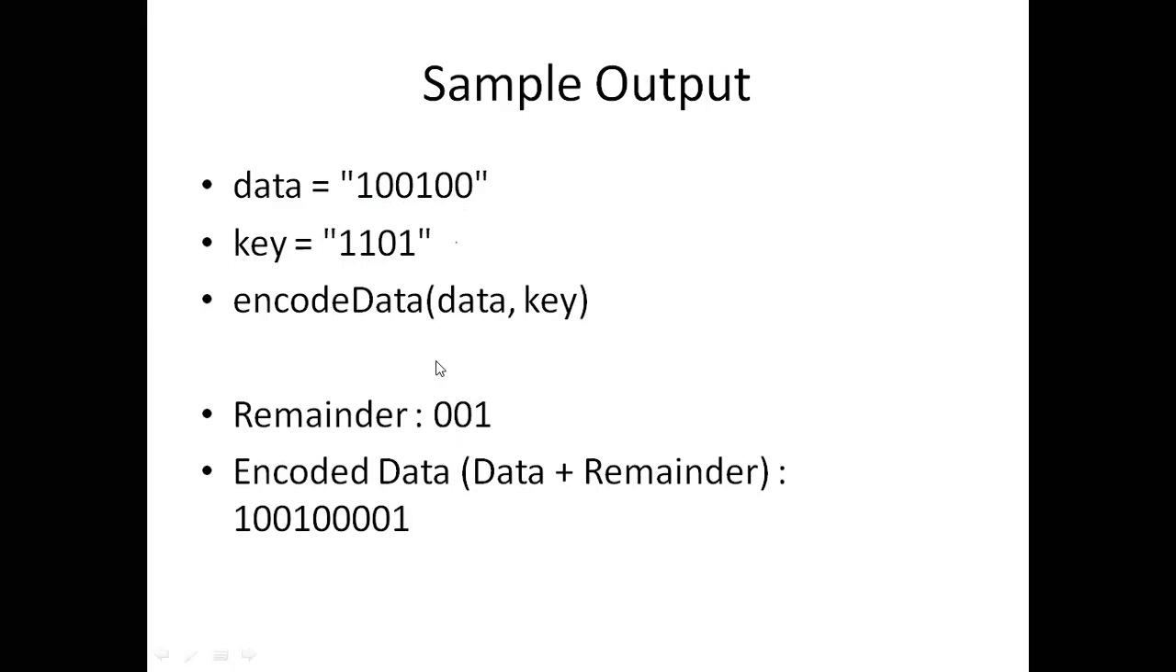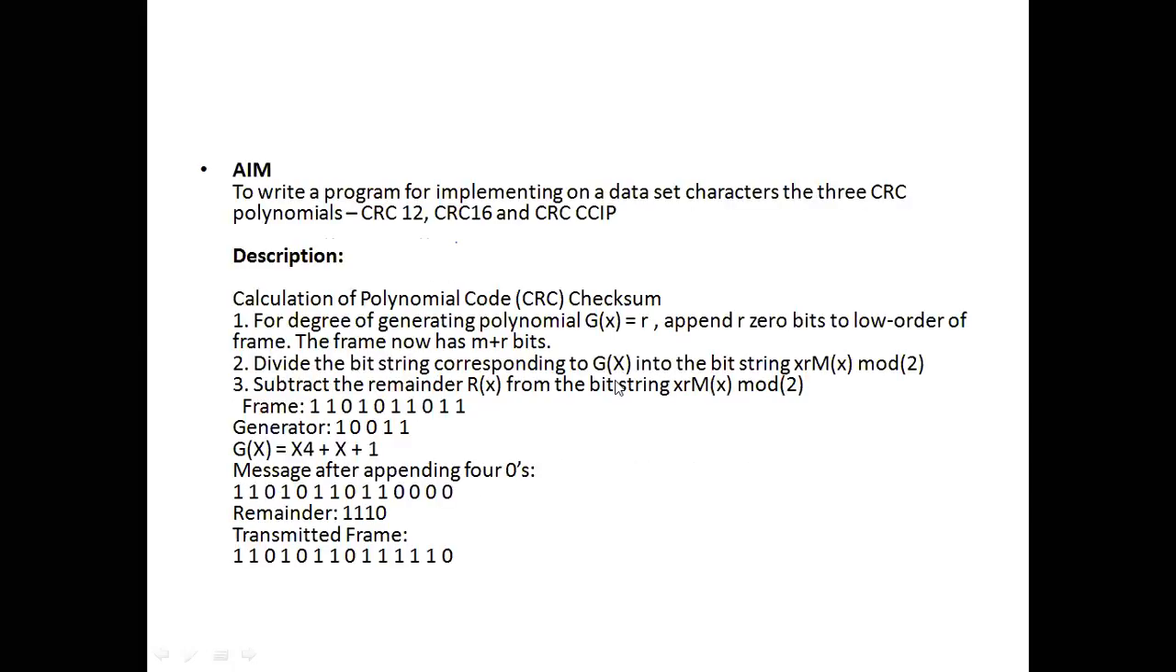At the receiver side, the same encoded data is coming to the data part, and the key is the same value. Here is the decoding of data with data and key. Okay, so this encoded data can be divided by using this key. So if the remainder is all zeros, then the data will be accepted. Otherwise, it can be rejected. Okay, that is the output of this program, I mean, this algorithm.